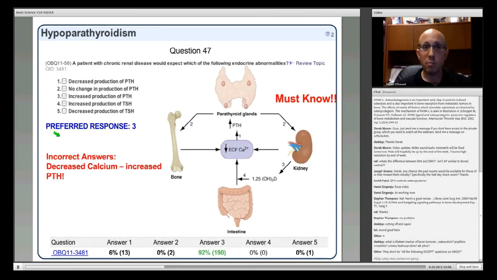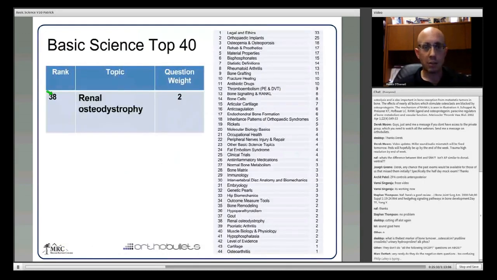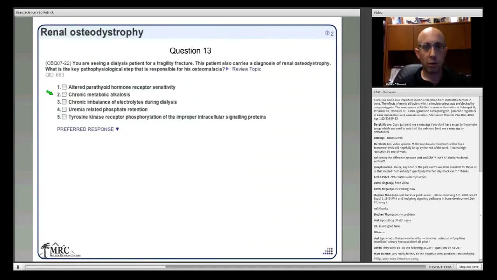Question 47, patient with chronic renal disease would expect which of the following endocrine abnormalities? This is a little cartoon to help you remember it. It's an increase in production of parathyroid hormone. That's awesome. 92% of you guys got that correct, so we won't belabor that point.